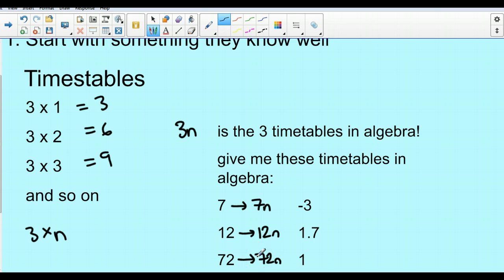Then, just when you get to the negative sequences, the ones that go down, it's worth having the bedrock of them having seen this idea of, well, what about the negative 3 times tables? Negative 3, negative 6, negative 9, and they give you negative 3n. It's worth having a decimal in there just to make sure they're familiar with that. And then for some reason, this is the one they find hardest, the 1 times tables, being n, a sequence of numbers that goes up in ones, the first sequence they ever learn.